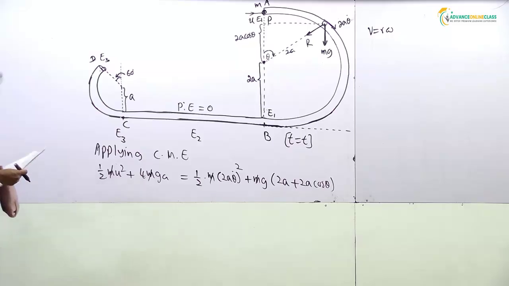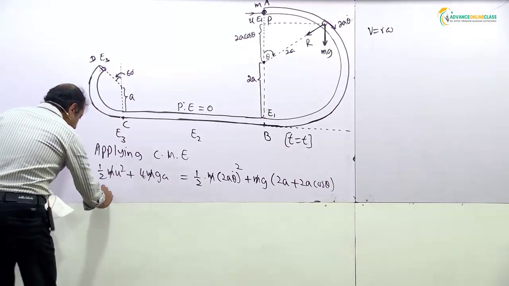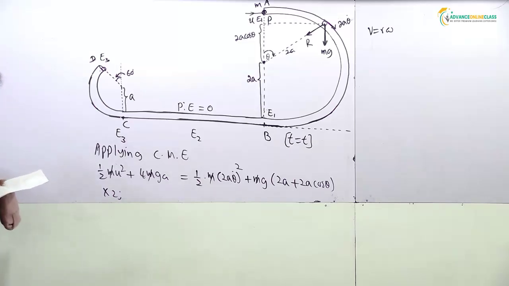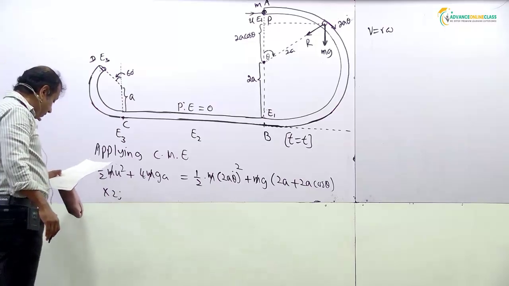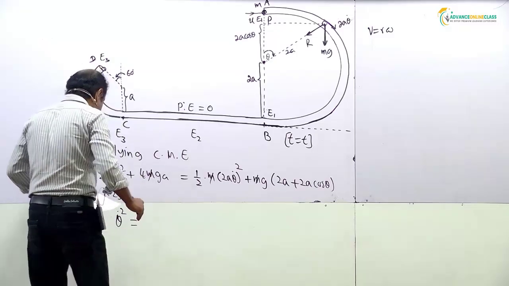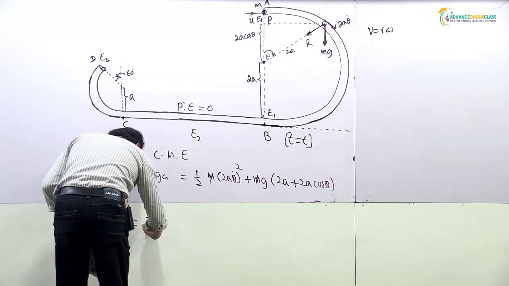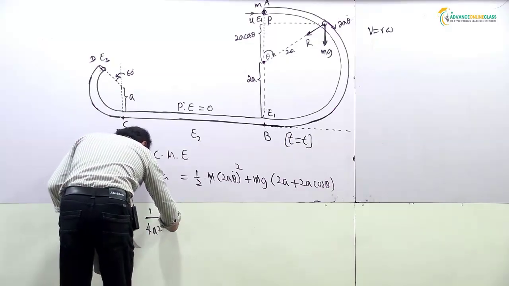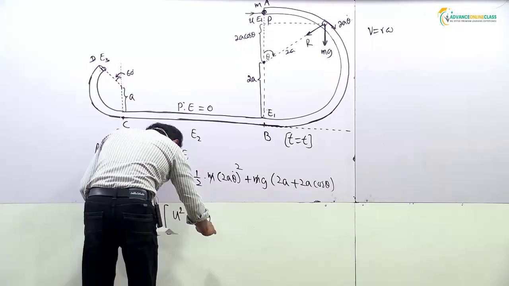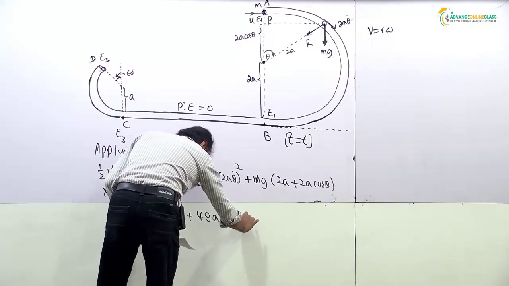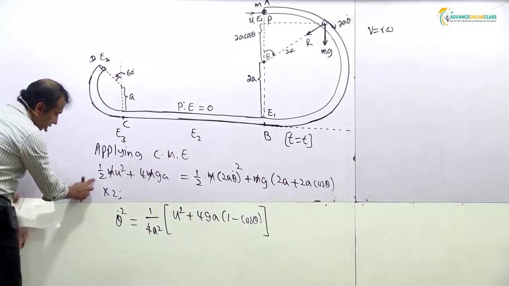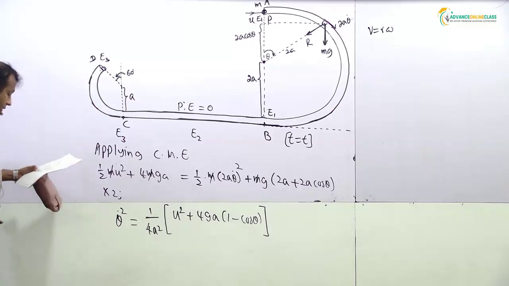Then we can take the answer and multiply this by 2. Then you can take this answer, theta dot squared can be made the subject. Simplify this, you get theta dot squared equals 1 over 4a squared, u squared plus 4ga times 1 minus cos theta. Correct, no? So you can simplify this within another one step, you can take this one.